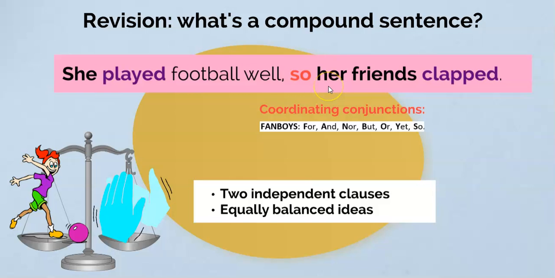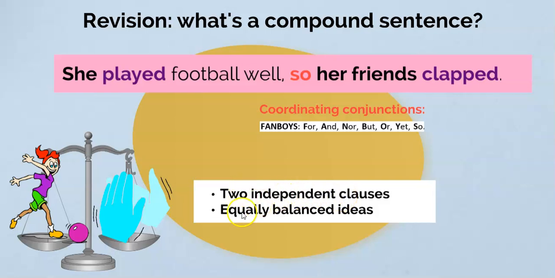The second part of the sentence also makes sense by itself. Her friends clapped. Who clapped? Her friends, so her friends are the subject. What did they do? Clapped, so clapped is the verb. This is also an independent clause, and a compound sentence has two independent clauses.